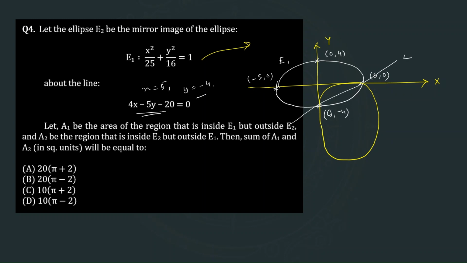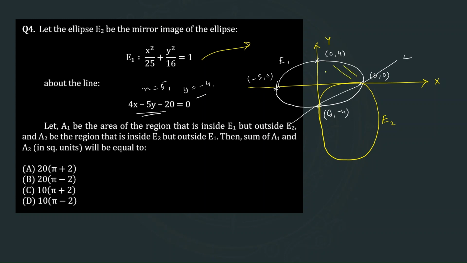So the mirror image will look something like this. This is a rough diagram. Okay, so now we are to calculate A1 and A2, where A1 is the area of the region that is inside E1 but outside E2. So this is ellipse E1, this is ellipse E2. A1 is the area of the region that is inside E1, but outside E2.